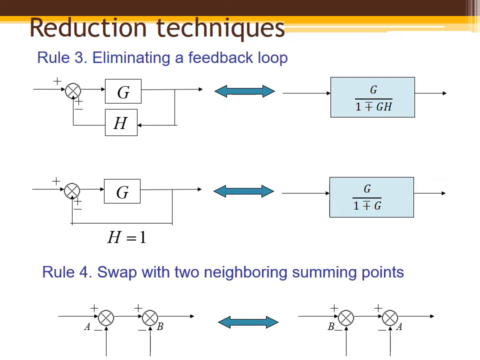Order of summing points can be changed if two or more summing points are in series with no block or takeoff point between them. Change the position of the two summing points, and you will get the same output.